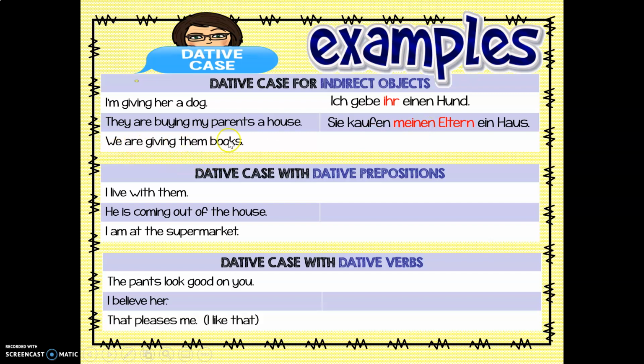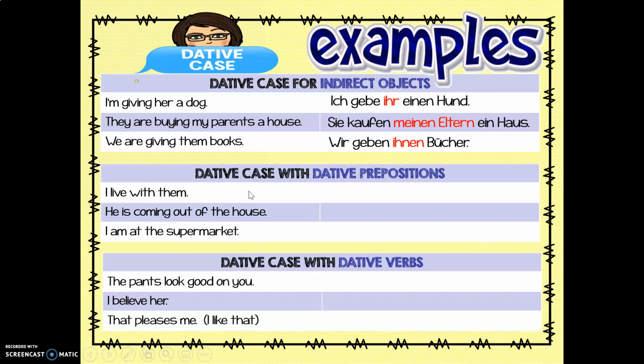We are giving them the books. We give what? Books. Accusative. To whom are we giving them? Them. That has to be dative. Wir geben ihnen Bücher.